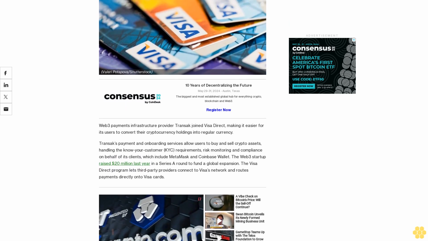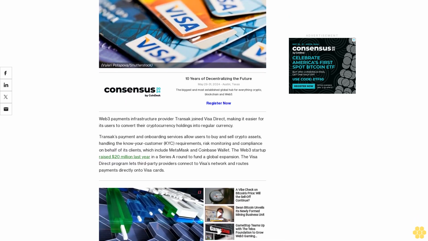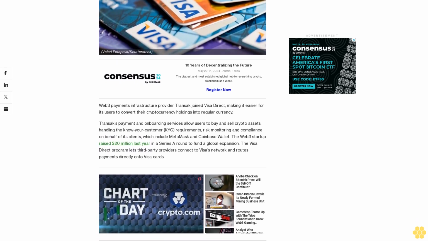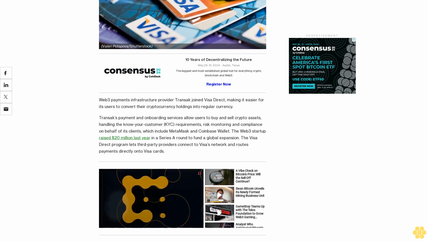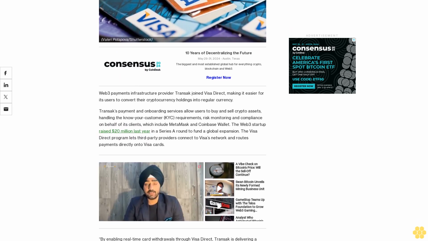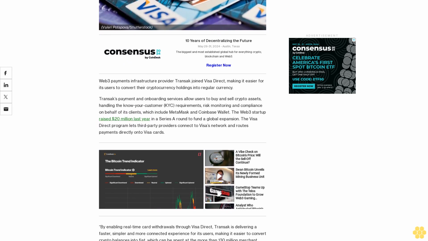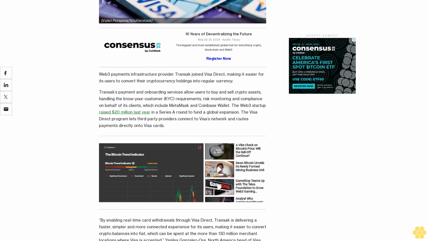regular currency. Transak's payment and onboarding services allow users to buy and sell crypto assets, handling the Know Your Customer (KYC) requirements, risk monitoring, and compliance on behalf of its clients, which include MetaMask and Coinbase Wallet. The Web3 startup raised $20 million last year in a series round to fund a global expansion.